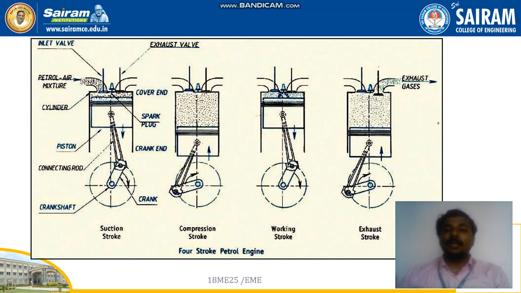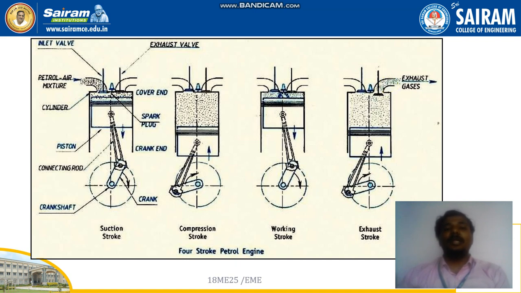Again here the piston moves from bottom dead center to top center, because of the power that has been generated inside the engine cylinder in these 4 strokes. So these are the major 4 strokes: suction stroke, compression stroke, working stroke, and exhaust stroke. In the exhaust stroke, we get the unburned gases, or the loss of energy.